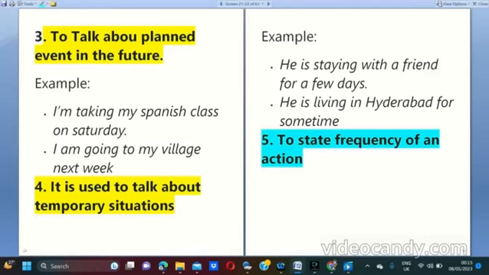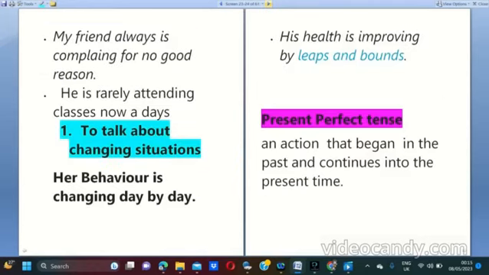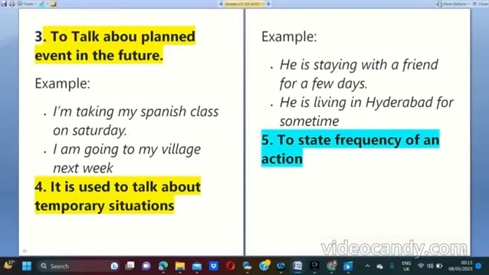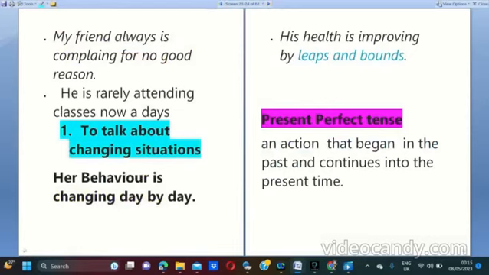Next, to state the frequency of an action. Here, how often a particular action happens is what is important. This is what is told by present continuous tense. My friend is always complaining for no good reason. He is rarely attending classes nowadays. Here, see, frequency. What is the word which talks about frequency? Always, rarely, frequently, thoroughly. All these words come under frequency.